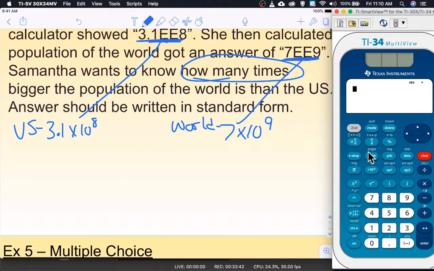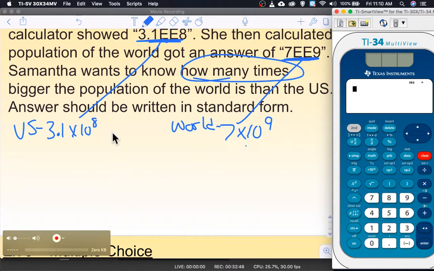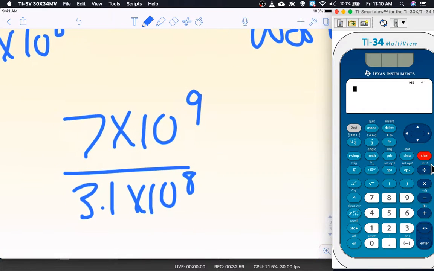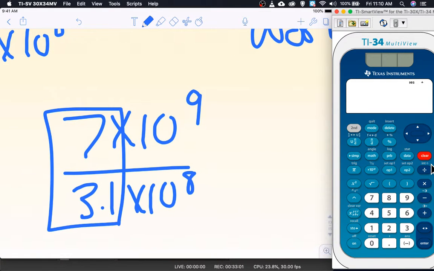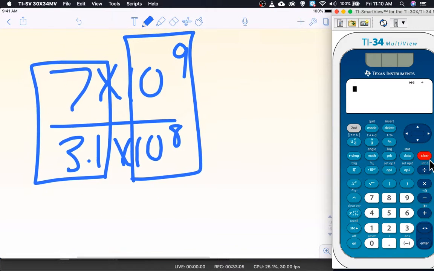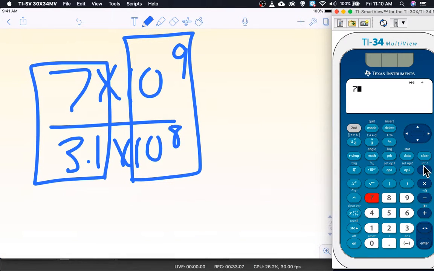All right, so I'm going to divide, making sure I put the bigger number on the top. Out of these two, the population of the world is bigger than the population of the US. 7 times 10 to the 9th power over 3.1 times 10 to the 8th power. And now I'm going to divide my decimals. I'm going to divide my powers. And let's see what we get. 7 divided by 3.1 is 2.25.